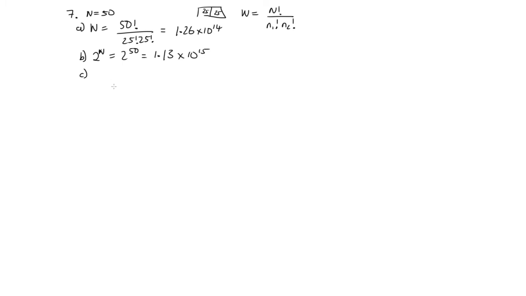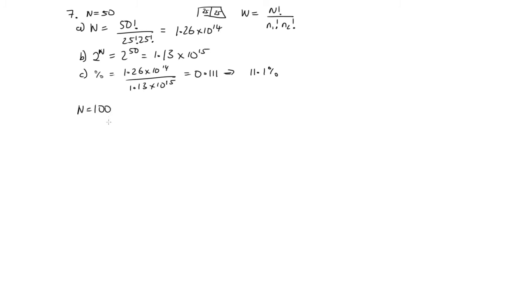Part C then asks us for the percentage of the time the system spends in the central configuration. So this is the number of ways it can be in the central configuration. This is the total number of states. So the percentage of time it spends in the central configuration is just going to be 1.26 times 10 to the 14 over 1.13 times 10 to the 15. And solving that on the calculator, we end up with 0.111, which is equal to 11.1% of the time in that exact central configuration.